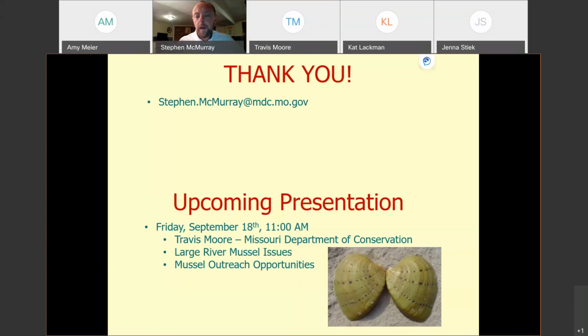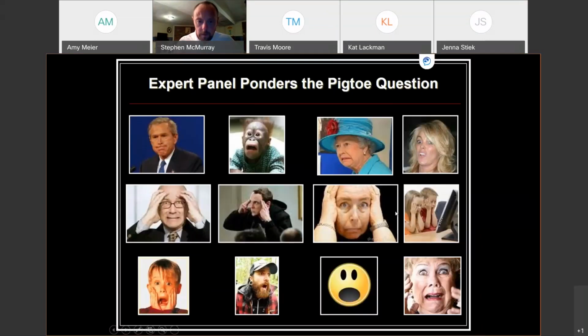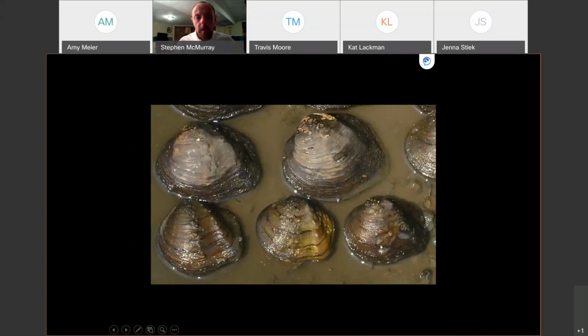But a young, let me back up here just a few slides. Okay, these are all Mapleleaf, and this is a younger specimen, as is this, and these are older. And you can see that even these older specimens still retain at least some of the characteristics that we use to identify our Mapleleaf.